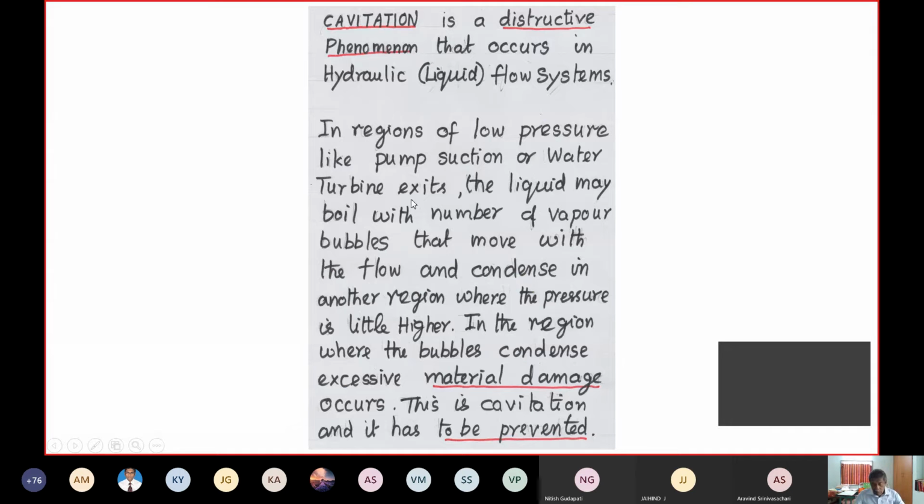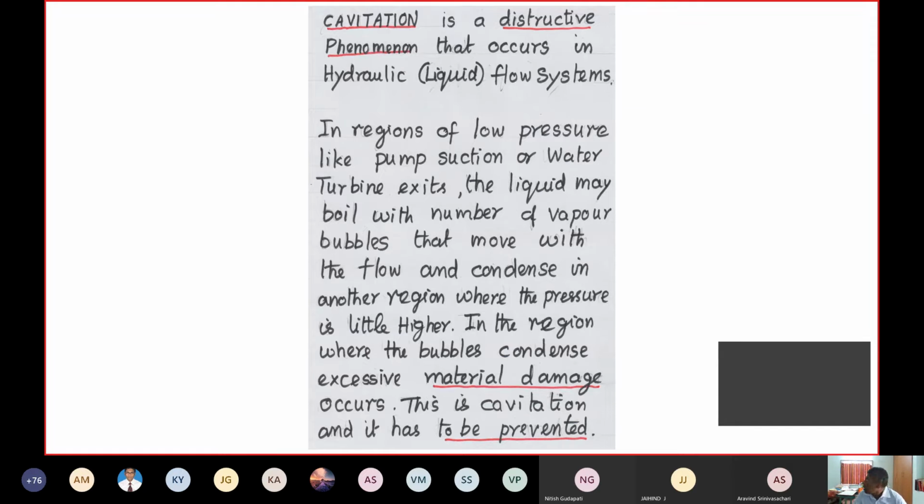Now we said that for the smooth operation of the pump, the NPSH available should be more than the NPSH required. Okay. If not, what will happen? What will happen is the phenomenon cavitation will take place. You might have studied about cavitation earlier, and I would say it is a destructive phenomenon that occurs in hydraulic flow systems or liquid flow systems. Okay, so not in compressed air systems, it is in liquid flow systems.